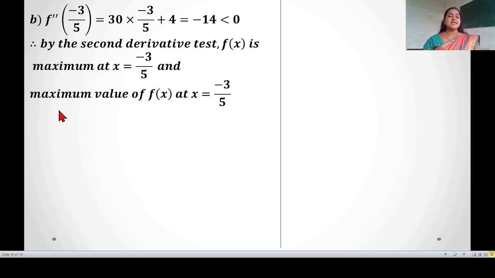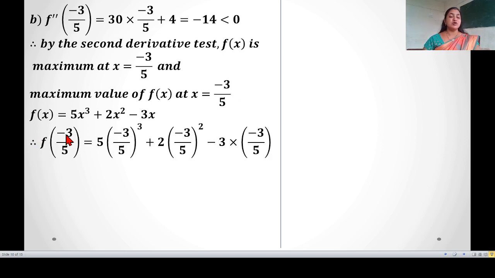and maximum value of f of x at x is equal to minus 3 by 5 is f of x is equal to 5x cube plus 2x square minus 3x. Whenever x is replaced by minus 3 by 5, so f of minus 3 by 5 is equal to 5 multiply minus 3 by 5 whole cube plus 2 multiply minus 3 by 5 whole square minus 3 multiply minus 3 by 5.